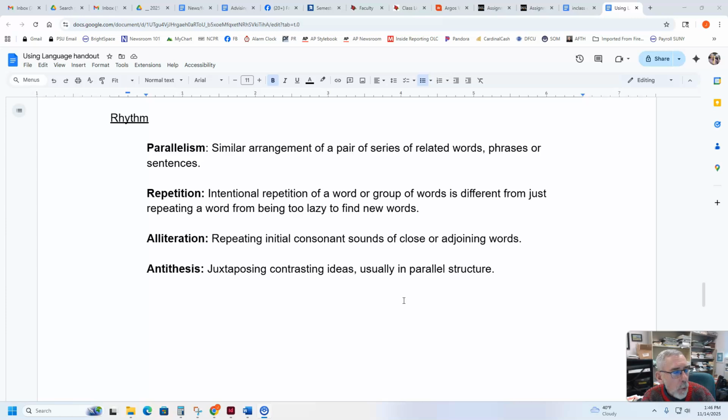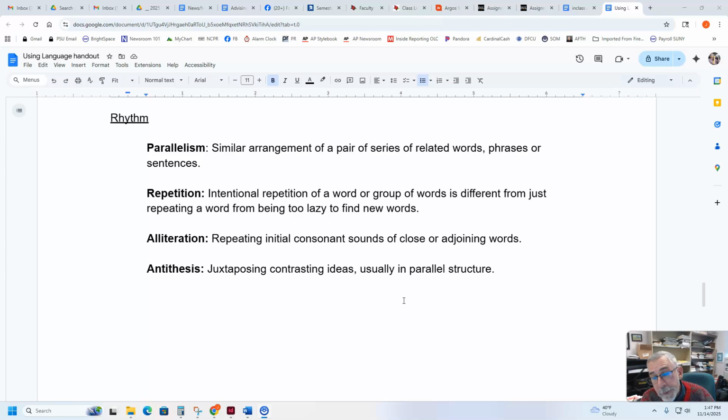Short, clipped, rapid sentences can build tension, but long, slow, leisurely ones can relax us and soothe us. And when we talk about rhythm in writing and in speech, here are 4 things we can do. We can do parallelism, which is a similar arrangement of a pair or series of related words or phrases or sentences.